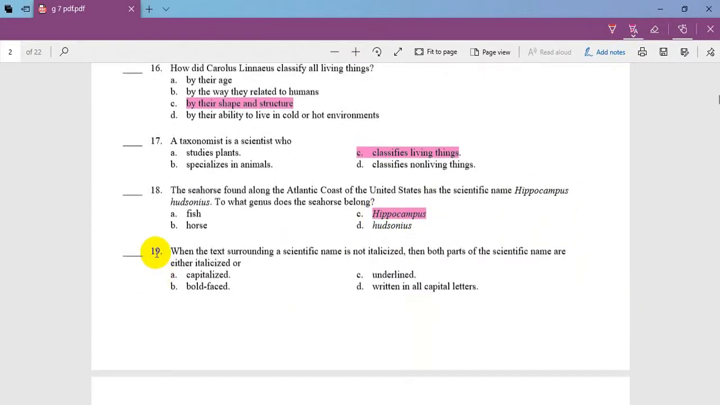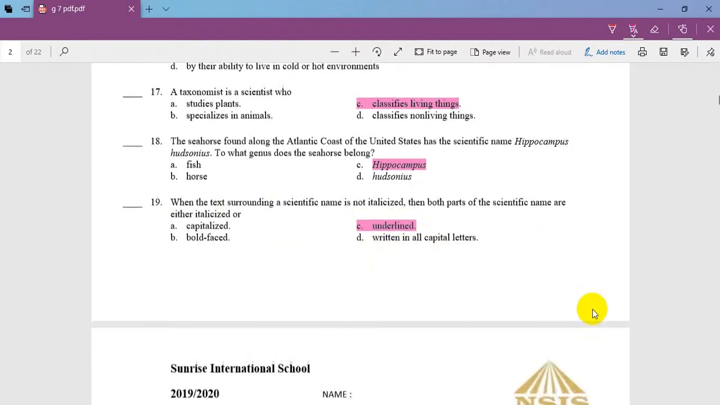Question 19: when the text surrounding a scientific name is not italicized, then both parts of the scientific name are either italicized or underlined. As we said, the scientific name should be written in italics, and if it is not written in italics, we write it underlined. So question 19 is C. Next.